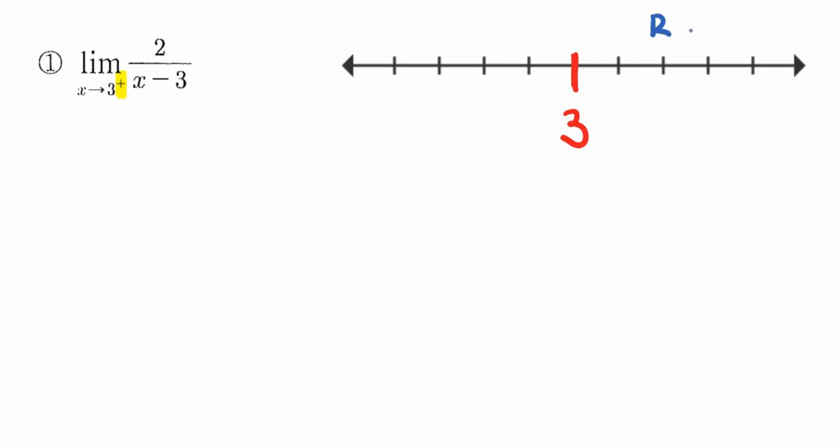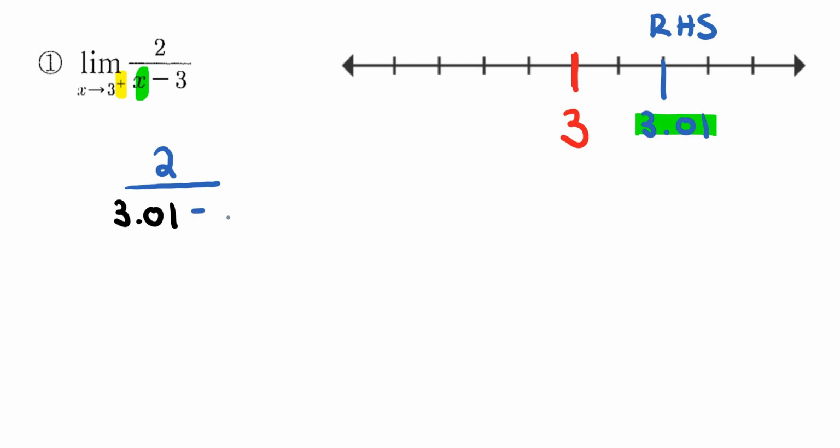So here's my right-hand side. And I need to find any number on the right-hand side. So maybe I'll pick 3.01. And then we're going to do a direct substitution step now, where we have a 2 on the numerator. And now this x here, I'm going to replace with 3.01. So 3.01, and then we minus the 3.